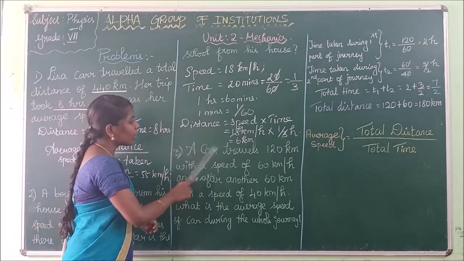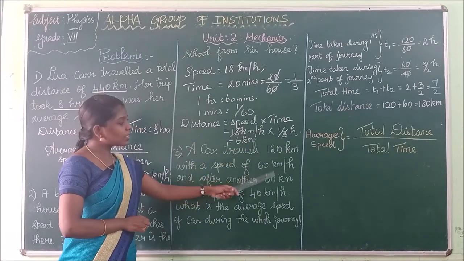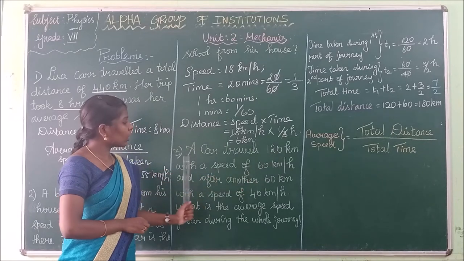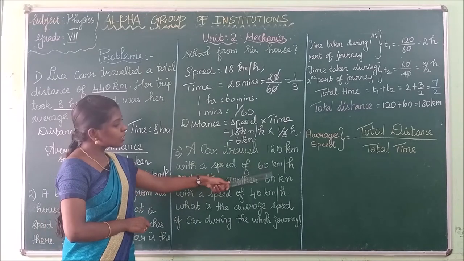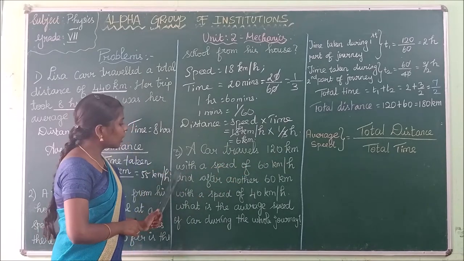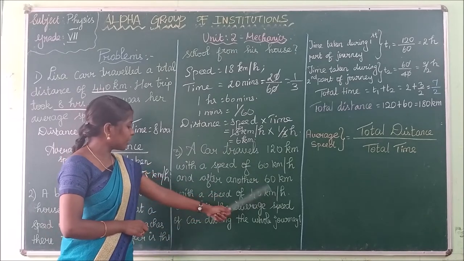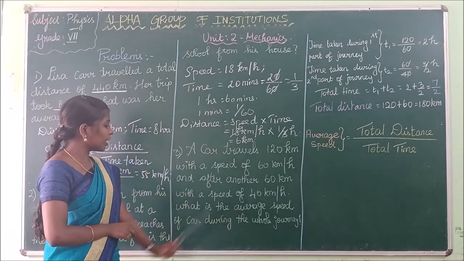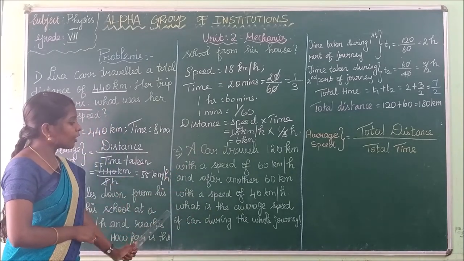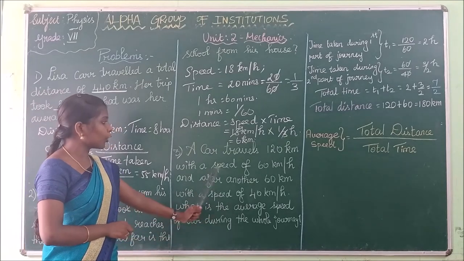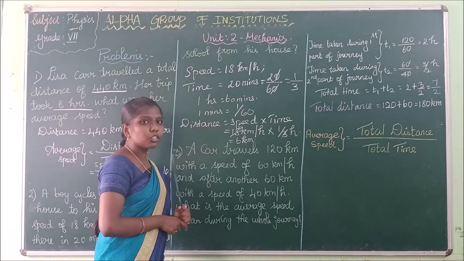Listen carefully. A car travels 120 km with a speed of 60 km per hour, and after another 60 km, with a speed of 40 km per hour, what is the average speed of car during the whole journey? They have given distance, okay? We have to calculate average speed of a car during the whole journey.